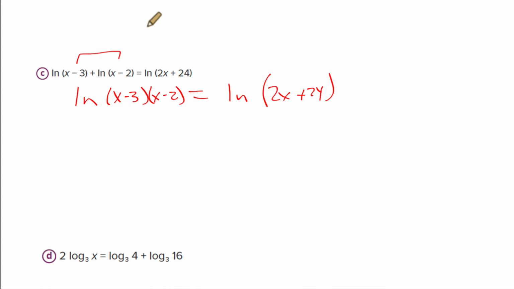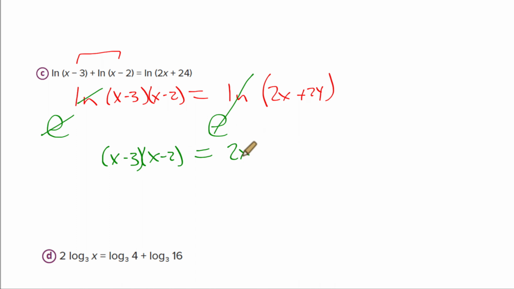If I raise e to this power, and I raise e to this power on the right, these will get rid of each other, and I'll be left with x minus 3 times x minus 2. How about that? Will equal, these will get rid of each other, 2x plus 24. It's very similar to the last one, but we're going to use e here because it's the natural log. If I multiply this all out, I get x squared minus 5x plus 6. That is going to equal 2x plus 24.